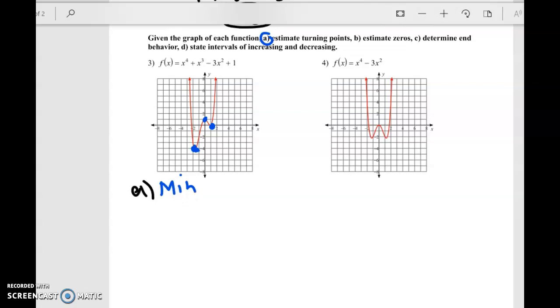One, it looks like about, I don't know, we'll just say -1.9, -4-ish. I'm not going to be too picky about the decimals. If it's close to where that point is, that's fine. And there's another minimum at 1, 0. And then we have a max at 0, 1.